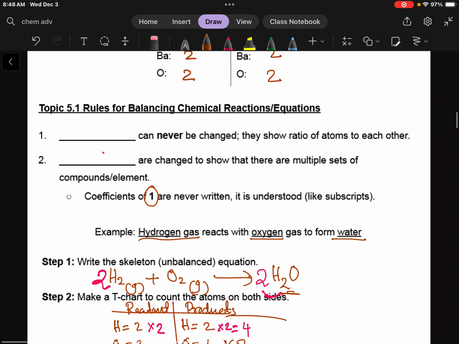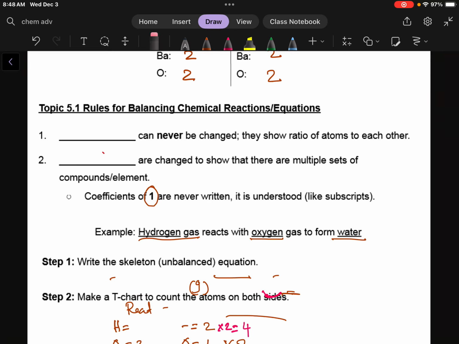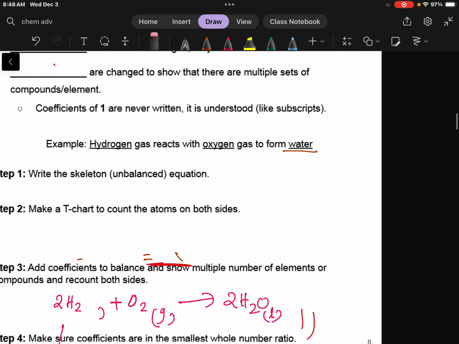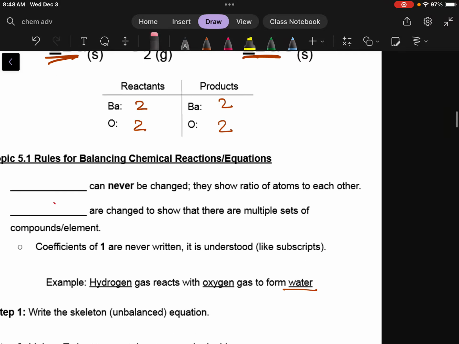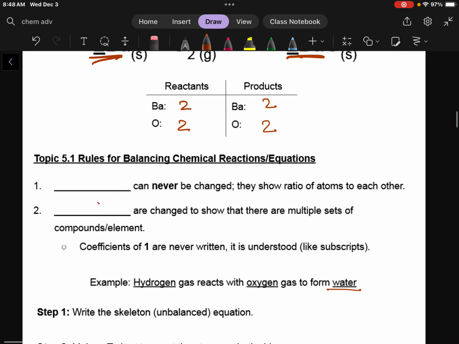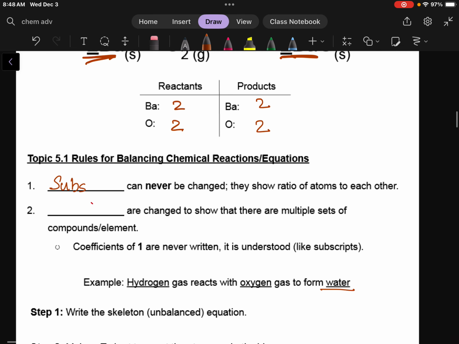Okay, so the rules about balancing, we will never change what? Subscripts. We are not allowed to touch the subscripts. We know that the subscripts are coming from crisscrossing. There is a reason for subscripts.